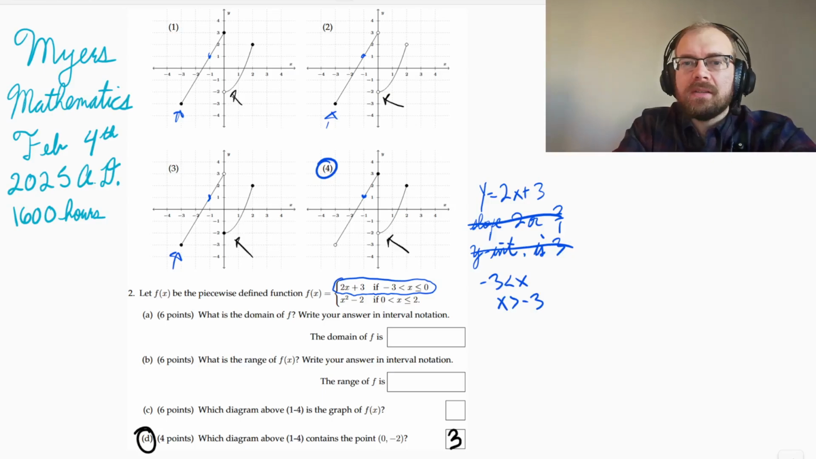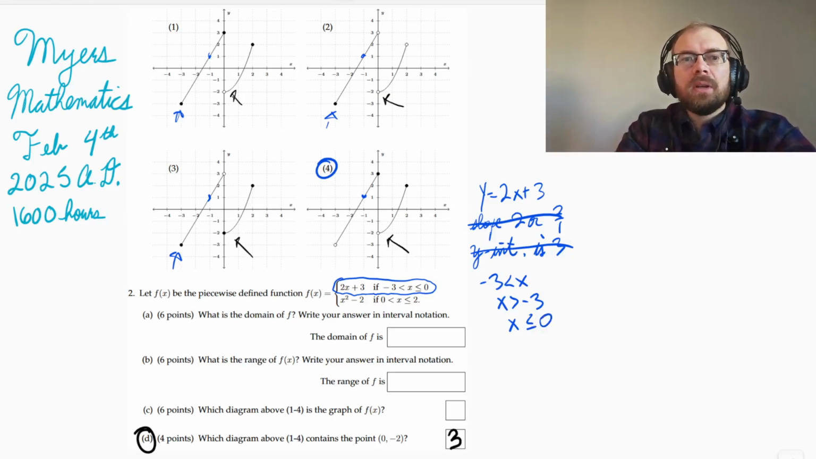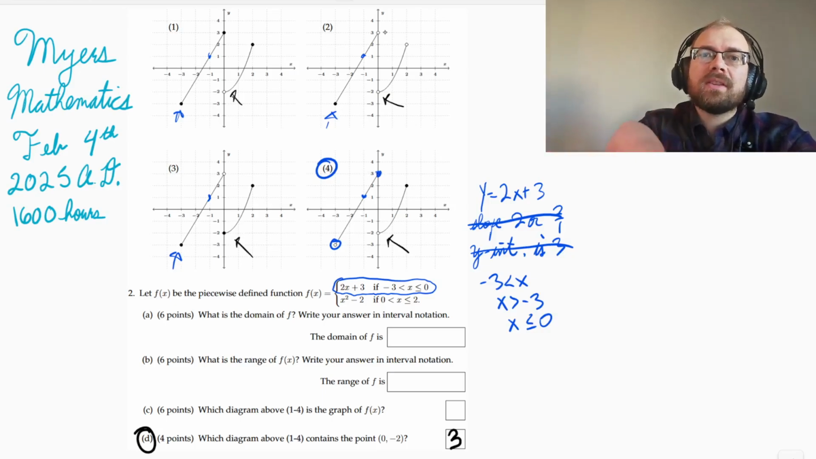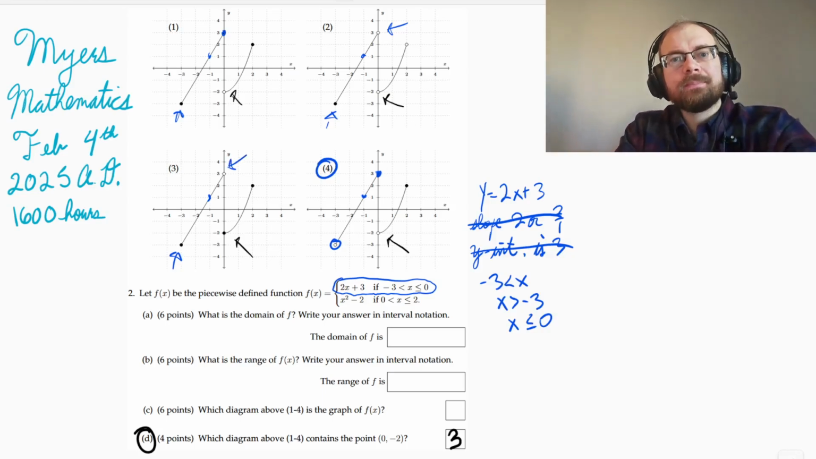But just to double check here, the next part of the inequality is that x is less than or equal to 0, which means it has to have a closed circle. This one does have a closed circle. So it is a closed circle there. This one has an open circle. So that's no bueno. This one actually does have a closed circle, but we've already established which one it is, and that one has an open circle. It needs to be a closed circle.